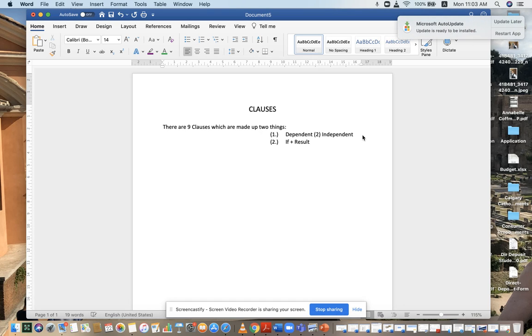So let's look at some examples. Your first clause is time or temporal. And temporal simply comes from the Latin word tempus, meaning time. Okay, so this is where you will introduce in your clause things that pretty much refer to whenever something's happening.